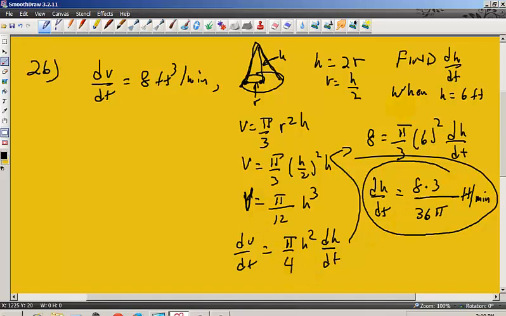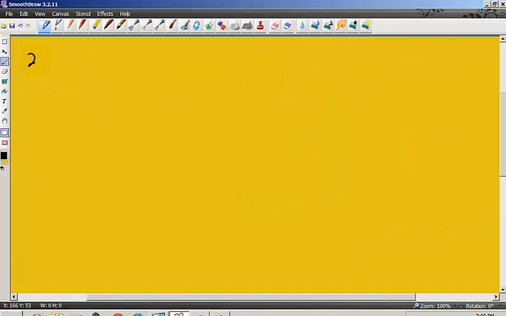So, this will be 4. I think everything else is okay. Change that to 4. Alright, you can leave it as is, but you do have to write a short sentence. 27.